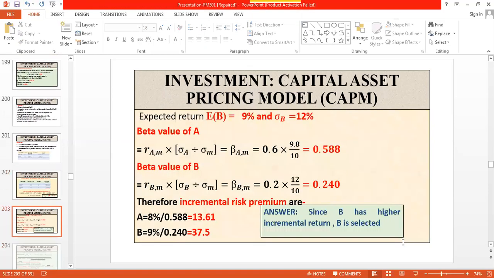For security B, these figures are already given. So now, expected return of security B is 9% and risk is 12%.